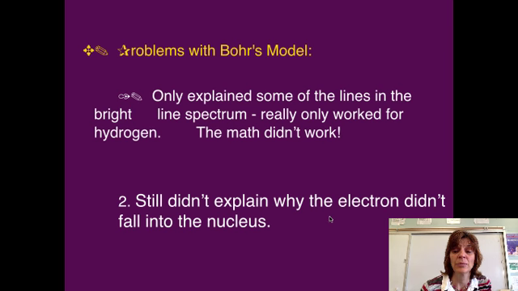And it still didn't explain why the electron didn't fall into the nucleus. What it did do was quantize the electron. So he said they could only be in those certain places. And that explained some of the emission lines that he saw. So it was a start. And next time we'll talk about the modifications made to make it work.